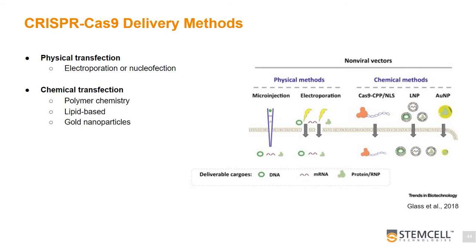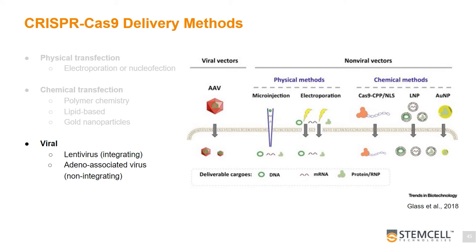Chemical delivery typically yields lower editing efficiency compared to physical and viral methods. Transfection efficiency often depends on cell type as well. Most common cell lines and immortalized cell lines are generally easy to transfect. However, primary cells and stem cells, on the other hand, are more sensitive and often have lower viability after transfection.